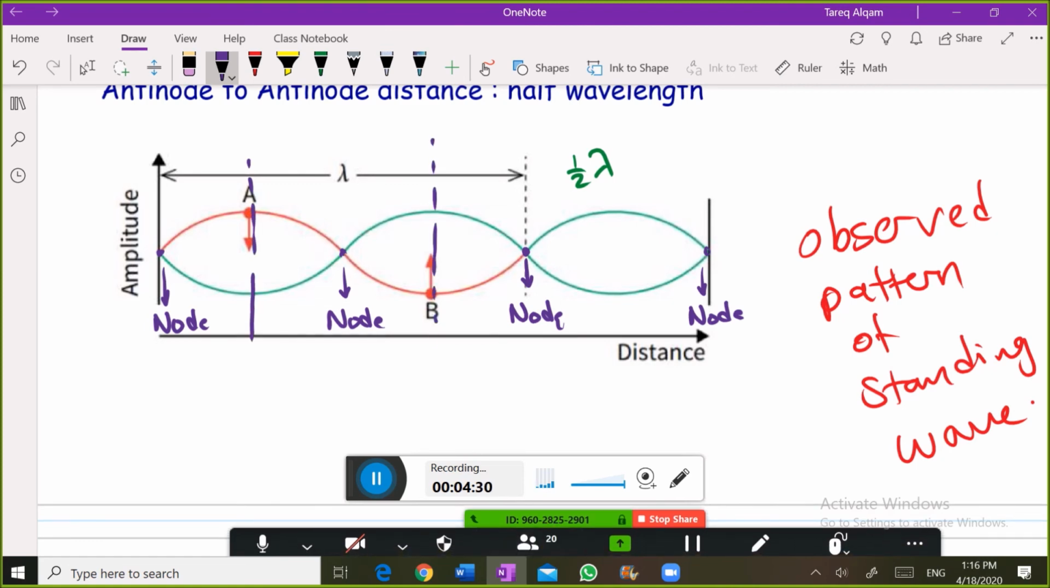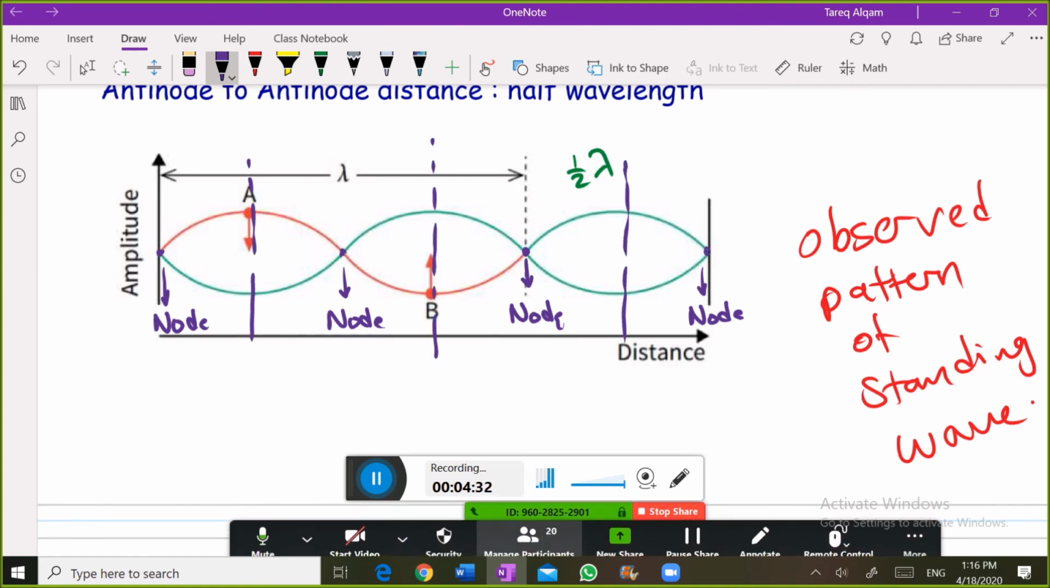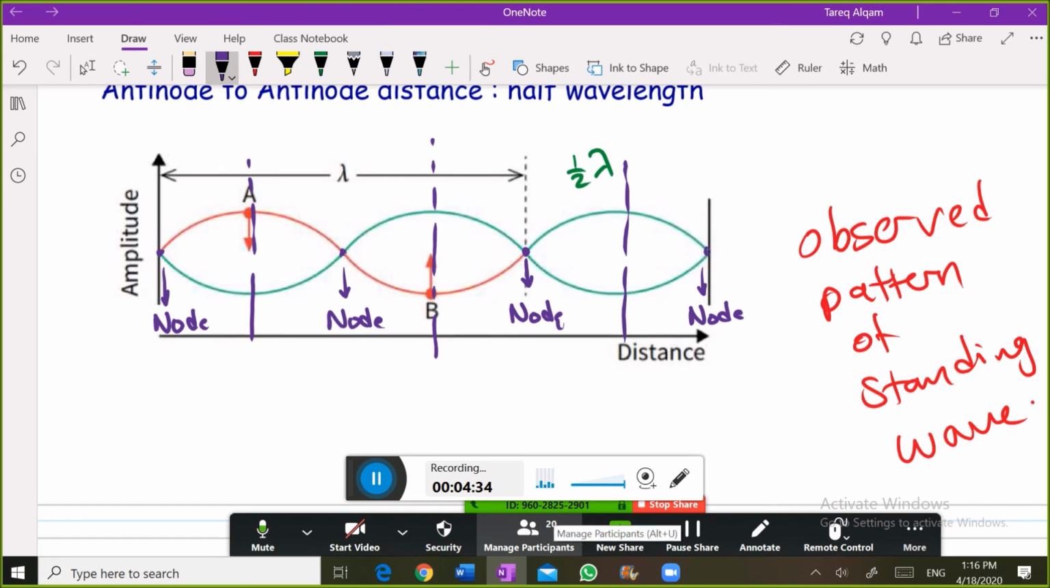Guys, this is what we observe. I think we observed that in the video, and I will see this pattern, right? This is an antinode. This is an antinode. This is an antinode also. Okay.